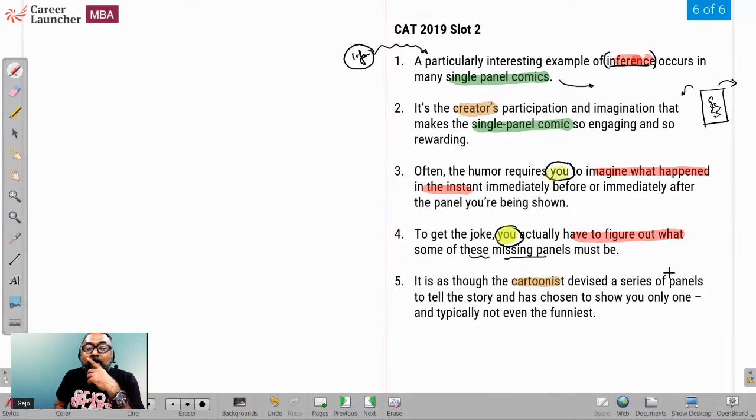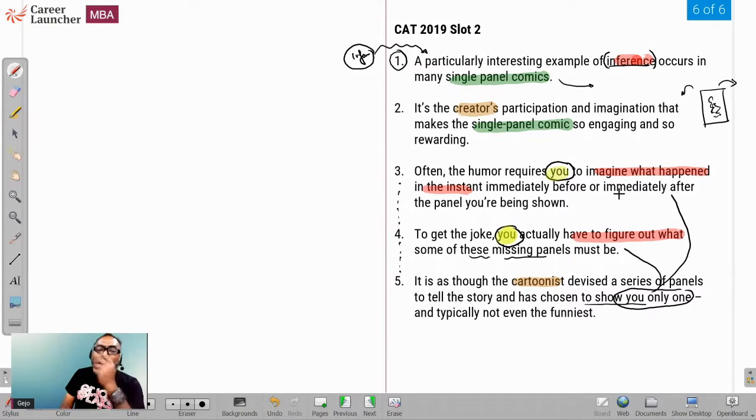devised a series of panels to tell a story and chosen to show you only one, and typically not even the funniest. So you have to figure out some of these other things. These three sentences make a lot of sense, connected in a nice way, and therefore these inferences. So we need sentence number 1 to start the conversation.